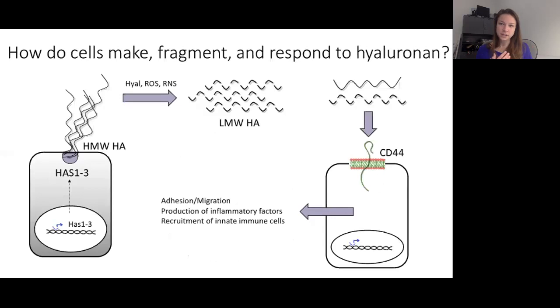And before jumping into HA within the tumor, I think it's really important to understand how normal cells make, fragment, and respond to hyaluronan within the context of a wound, for example. So HA is synthesized by hyaluronan synthases 1 through 3, and this high molecular weight molecule is extruded into the environment. It can get cleaved again by these hyaluronidases, for example, and then the accumulation of this high and low molecular weight molecule can then bind to its cell surface receptor CD44, and these HA-CD44 interactions have been shown to promote cell adhesion, lead to the production of inflammatory factors, and then recruit innate immune cells to promote wound healing.